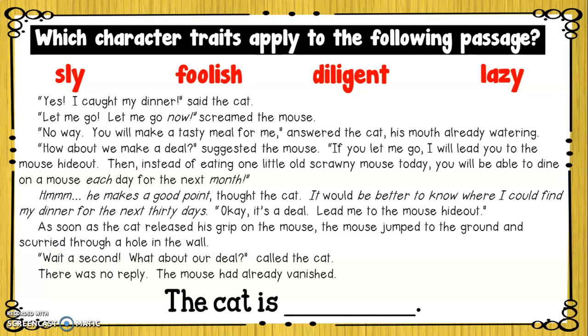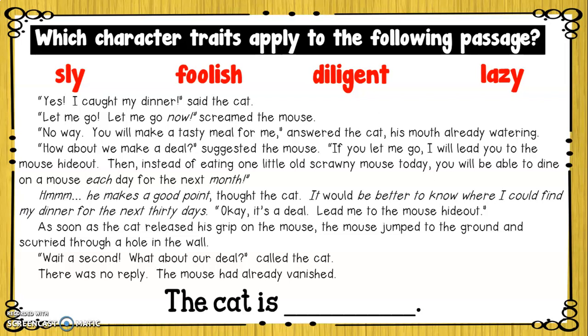Let's try another passage. "Yes, I caught my dinner," said the cat. "Let me go. Let me go now," screamed the mouse. "No way. You will make a tasty meal for me," answered the cat, his mouth already watering. "How about we make a deal," suggested the mouse. "If you let me go, I will lead you to the mouse hideout. Then instead of eating one little old scrawny mouse today, you will be able to dine on a mouse each day for the next month." "He makes a good point," thought the cat. "It would be better to know where I could find my dinner for the next 30 days. Okay, it's a deal. Lead me to the mouse hideout."